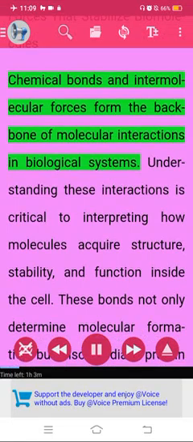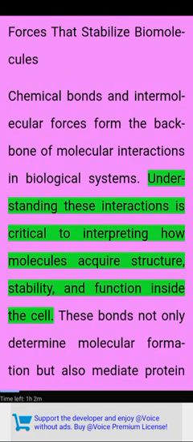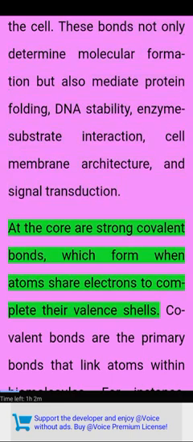Chemical bonds and intermolecular forces form the backbone of molecular interactions in biological systems. Understanding these interactions is critical to interpreting how molecules acquire structure, stability, and function inside the cell. These bonds not only determine molecular formation but also mediate protein folding, DNA stability, enzyme-substrate interaction, cell membrane architecture, and signal transduction. At the core are strong covalent bonds, which form when atoms share electrons to complete their valence shells.